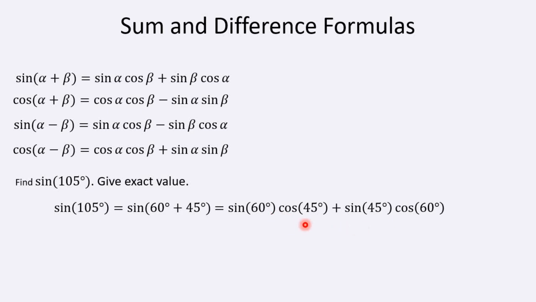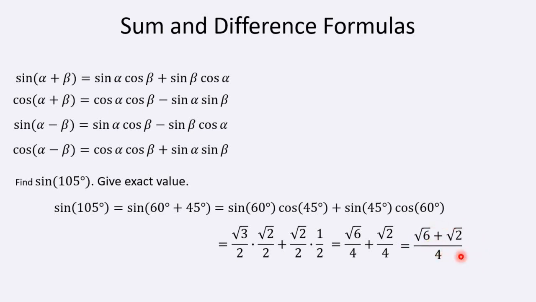And we know all those trig functions. We know the sine of 60 is root 3 over 2. We know the cosine of 45 is root 2 over 2. The sine of 45 is also root 2 over 2, and the cosine of 60 degrees is 1/2. So when we simplify this, we just multiply those radicals, get the square root of 6, multiply here and get the square root of 2, and this is all over 4. 2 times 2 is 4, 2 times 2 is 4. So we can put it all over one common denominator. And here we have an expression for the sine of 105 degrees.